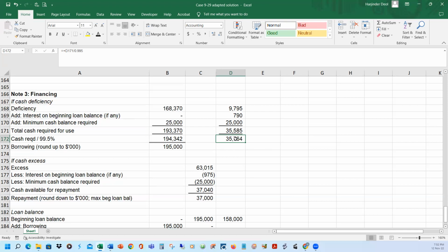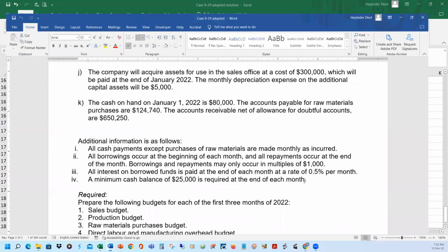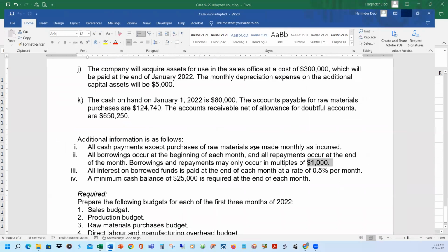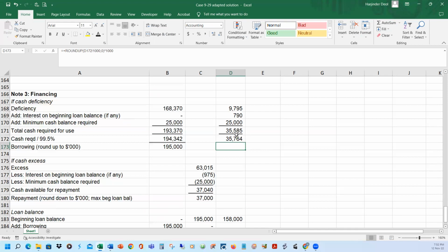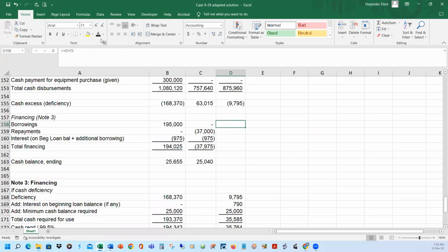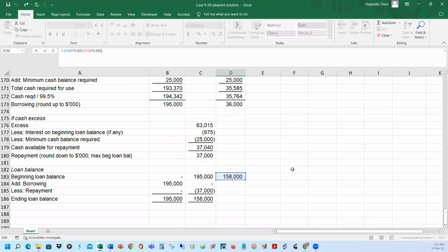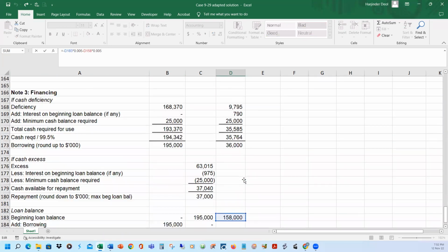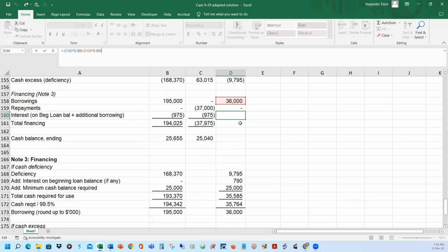We can't borrow 35,764 because we're told that all borrowings need to happen in multiples of $1,000. So the next best thing is to round up to 36,000. We're going to borrow $36,000. There's no repayments. The total interest we'll end up paying is 0.5% on the beginning loan balance, and then 0.5% on what you borrowed in the current month. So that adds up to a total of $970.